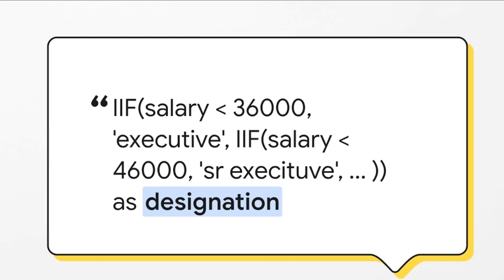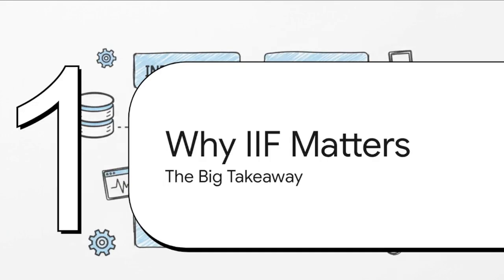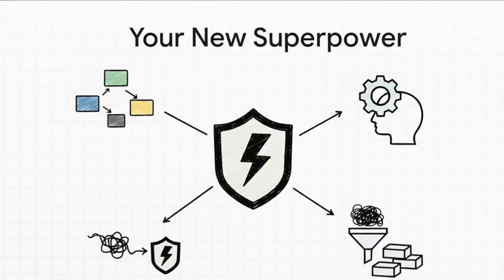It's just incredibly versatile. So let's kind of zoom out for a second and bring it all home. Why should this one little function be a key part of your data toolkit? What's the big picture here? Well, to put it simply, IIF gives you a new superpower. It lets you create dynamic categories instantly. You can embed your company's actual business rules right into the SQL itself, which means way less manual work and fewer messy steps. It's just a fantastic tool for cleaning and organizing data efficiently.